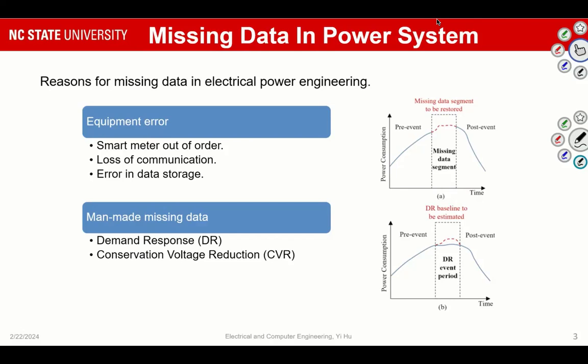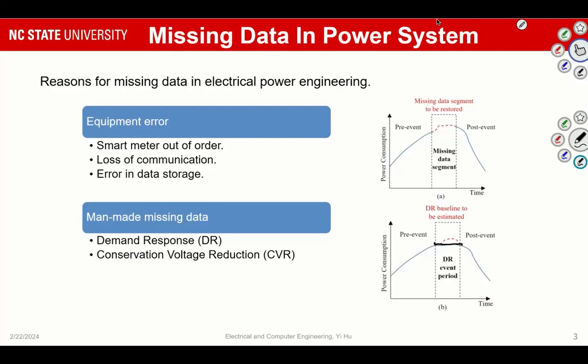The second type is man-made. I call it man-made missing data. It's caused by some power system operation. For example, we do demand response. In this example, we do demand response, and the load is going to go low a little bit during that period. And imagine that if you didn't perform the demand response, what should be the original profile?